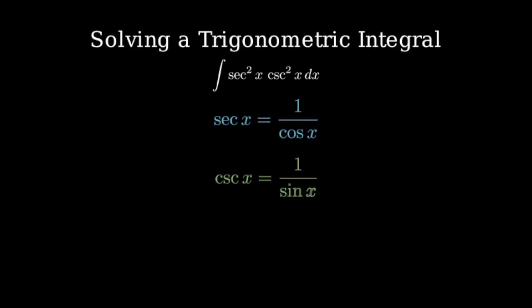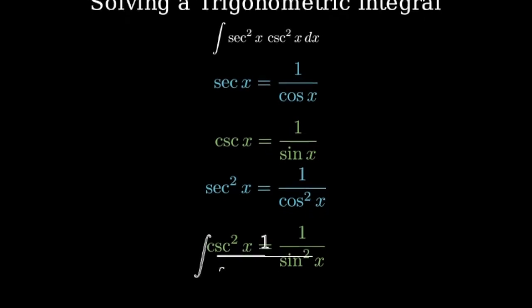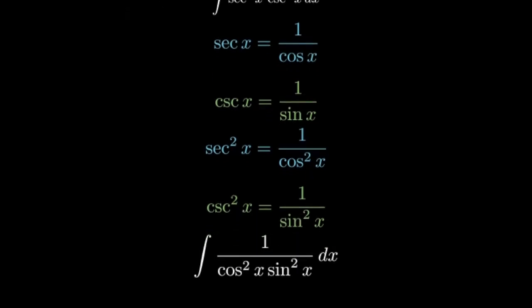Sec is 1 over cosine x, and cosec is 1 over sine x. Therefore, when we square these terms, sec²x becomes 1 over cosine²x, and cosec²x becomes 1 over sine²x. This means our integral can be rewritten as the integral of 1 over cosine² times sine² dx.